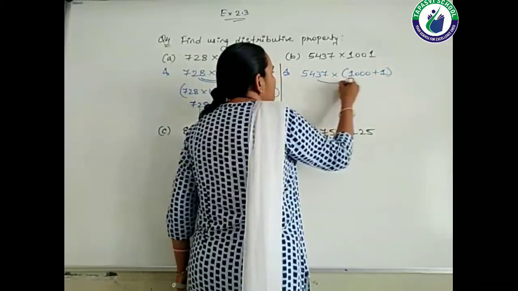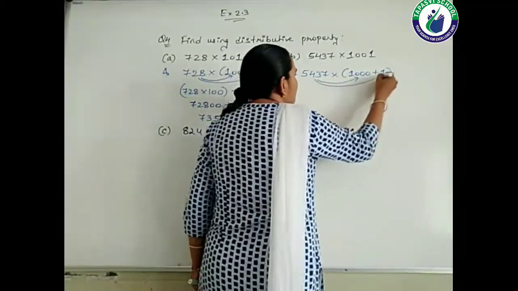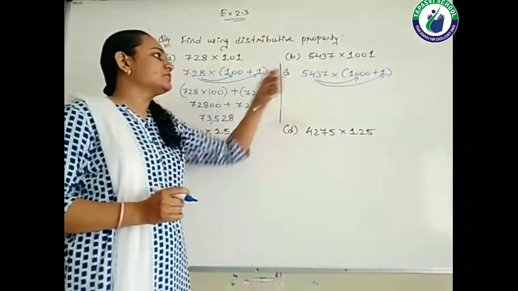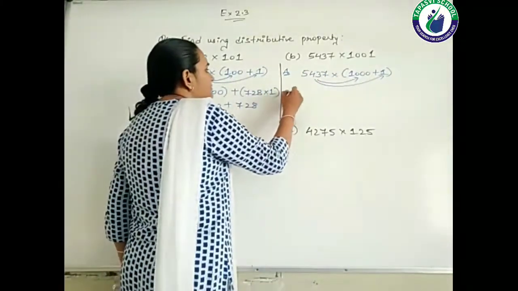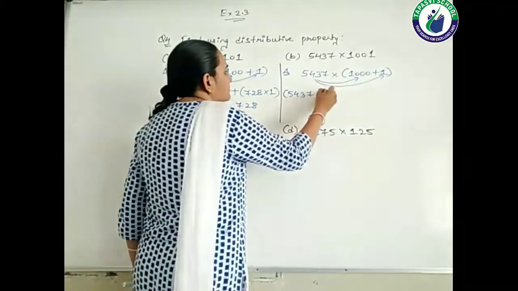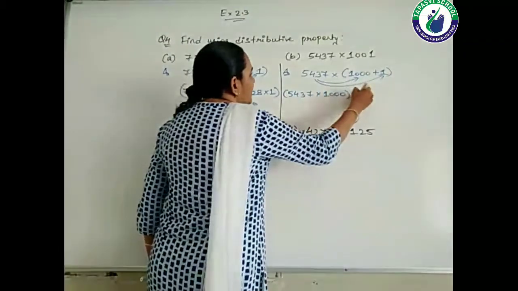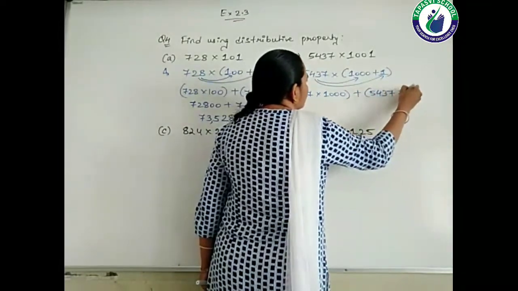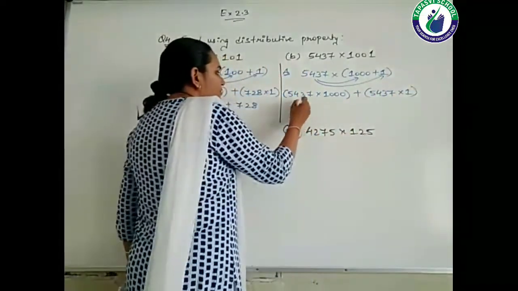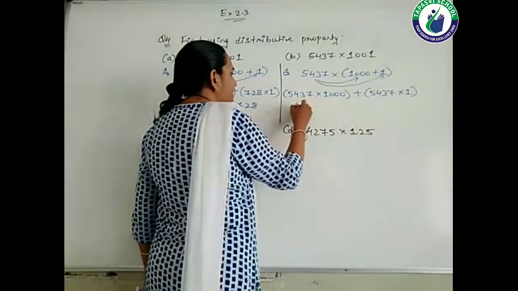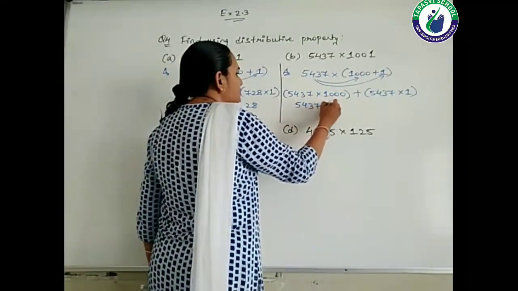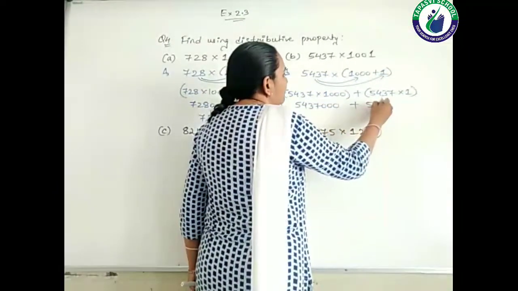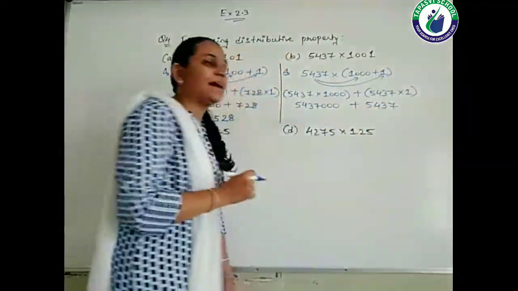So let's do the distribution of the multiplication. So first 5,437 with 1,000, then 5,437 with the 1. So 5,437 into 1,000 means 5,437,000, right? Plus 5,437. Now we will add it, students.